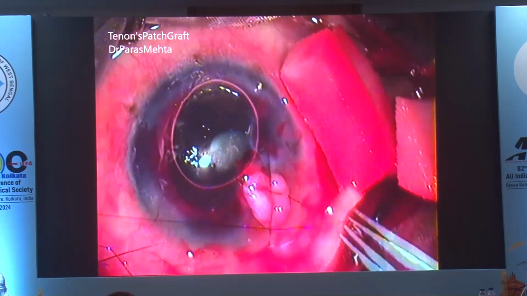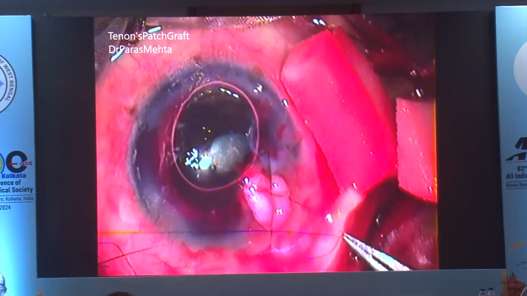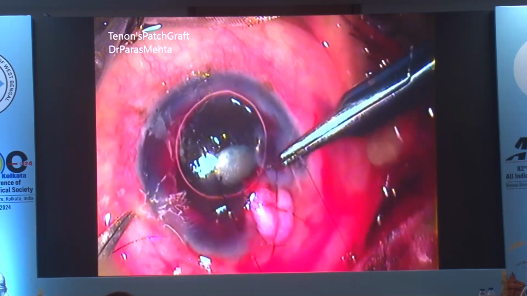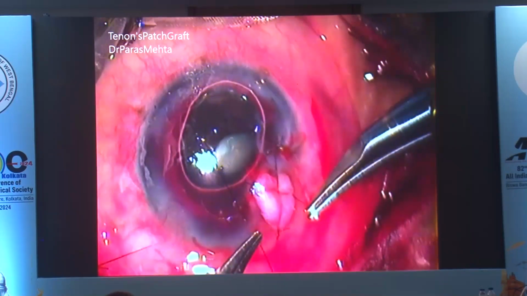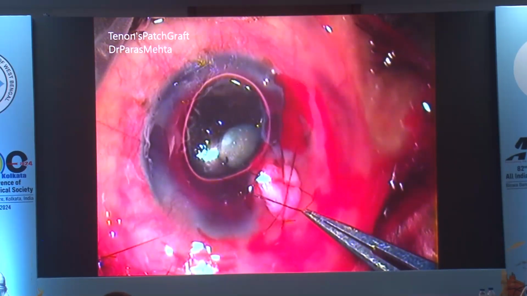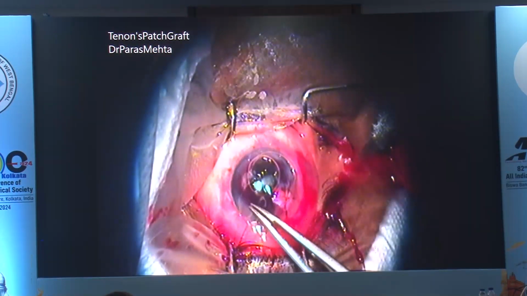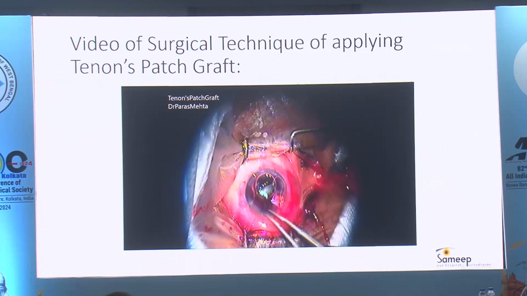and these are the infinity sutures with 10-0 nylon which you can apply externally to make sure that the crossing of the sutures is covering the area of the Tenon's material, so that it stays there over the perforation site, and that area heals completely eventually.